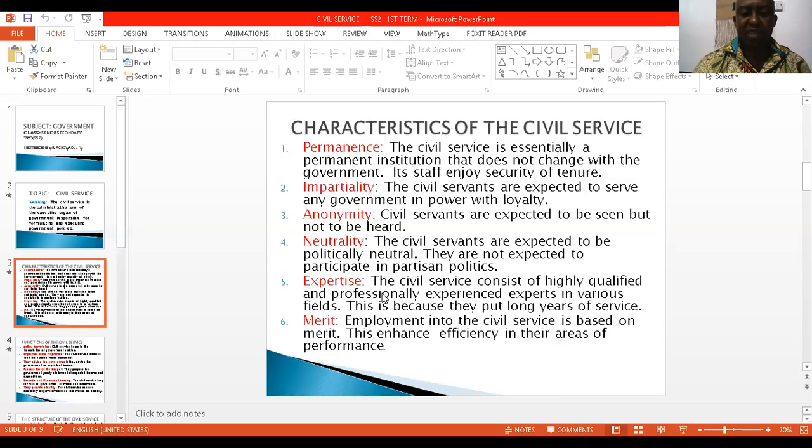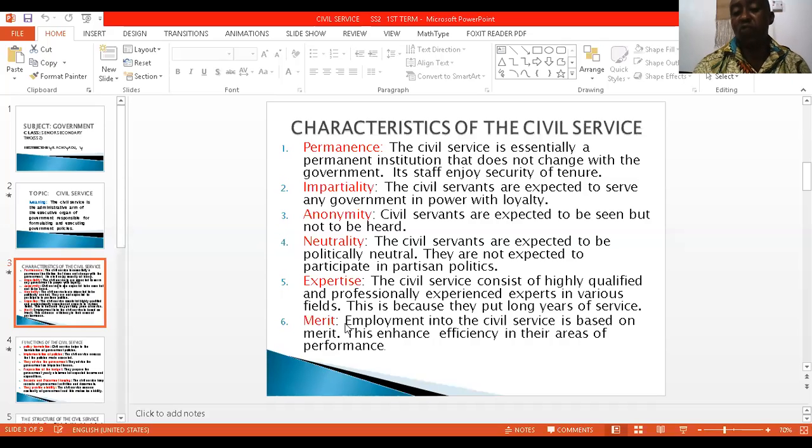Okay, we have merit. Why do you say that it is one of the characters? We put merit. Can somebody say something on merit? Can you type it? Let me see. Merit. The employment to the civil service is based on merit. This enhances efficiency in their area of what? Performance. You employ people that can perform very well.